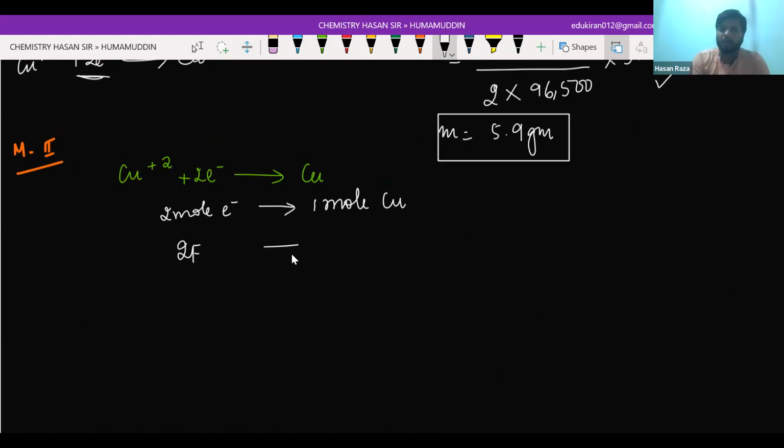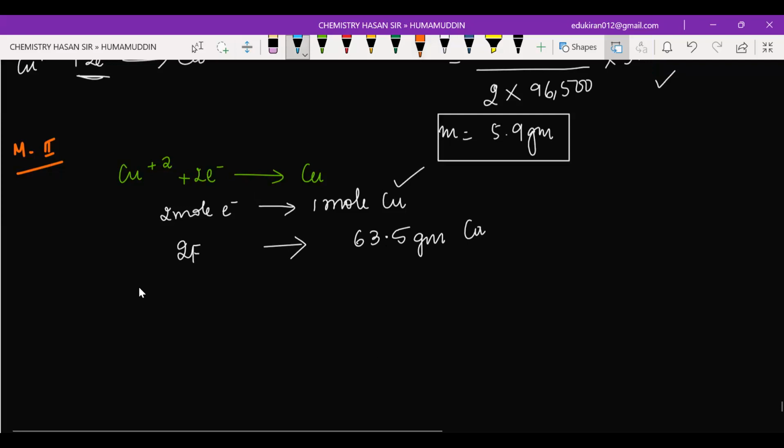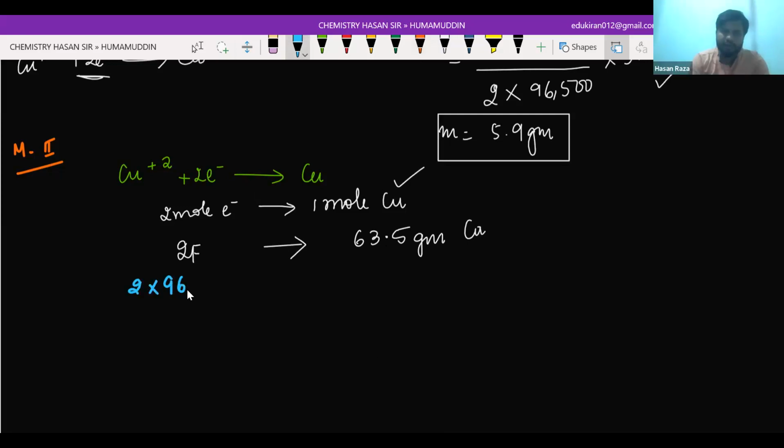And you know, 1 mole will be equal to its atomic mass, and atomic mass is given. That means 63.5 gram copper. So basically, if you are going to pass 2 Faraday's charge through the circuit, you will get 63.5 gram of copper deposited on the specific electrode. Yes or no? Now, you know that 2 Faraday, that means 2 into 96,500 coulomb, will be equal to 63.5 gram copper.